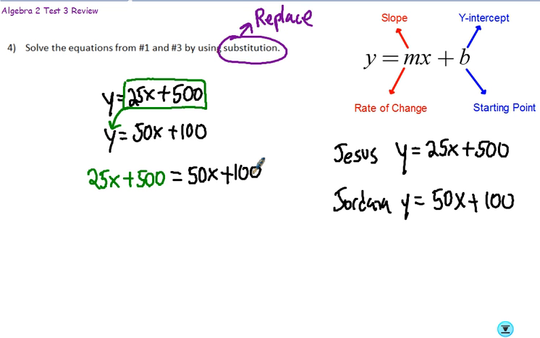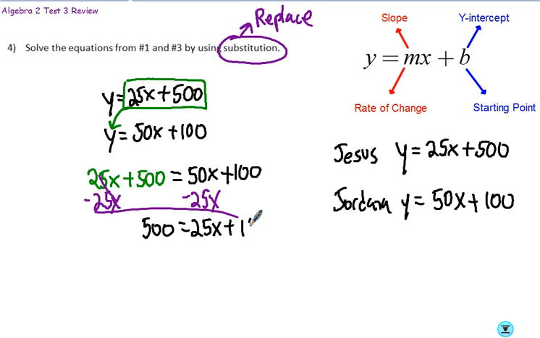Alright, so I just want to get all my variables together on the same side. It doesn't matter which x I move. So I'll move this 25x over here with the 50. And so I get 500 equals 25x plus 100. And again, we're just solving for x here. So let's subtract 100 from both sides.